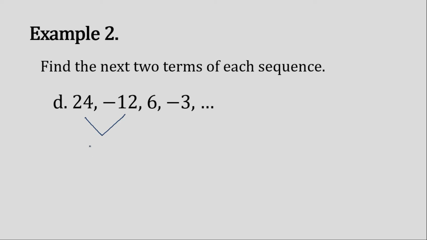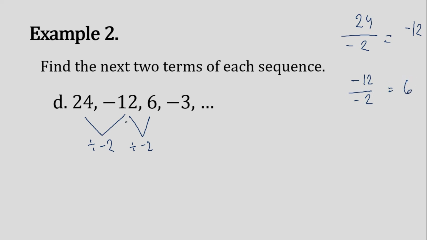If we know, we should divide it by negative 2. Because 24 divided by negative 2 is equal to negative 12. Now let's try to divide it by negative 2 as well. So negative 12 divided by negative 2. They are both negative, so the answer will be positive 6.